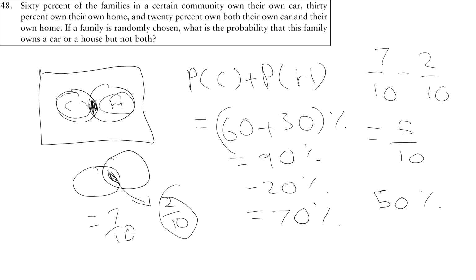Then the people that own their car are 60 minus 20, 40% own only a car. So 40 plus 10% is 50% own only a car or only a home. So proceeding to the next. Okay, luckily there are no more questions in this series.